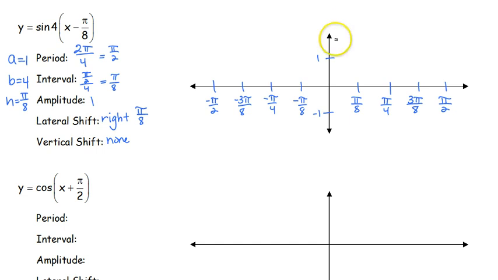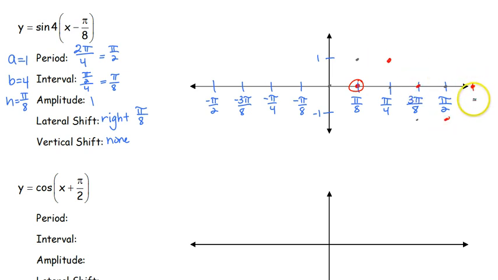Generally, a sine graph starts at 0, 0, goes up, down, down, up. But because of that lateral shift, we're going to start right pi over 8. So we normally would start at 0, 0. Now we're going to start at pi over 8, 0. And then we go up, down, down, up.